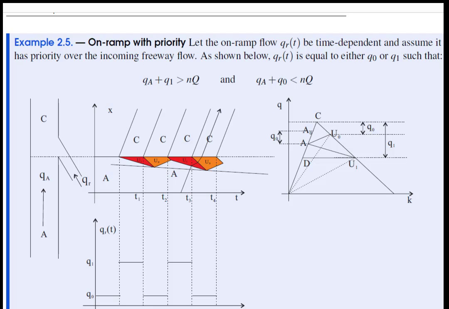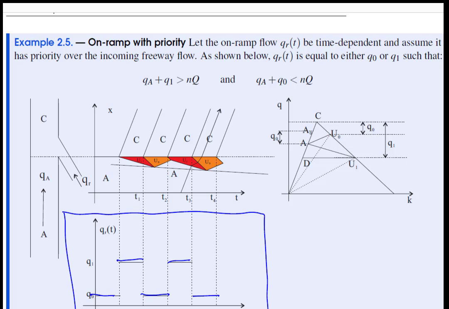In this example, we're going to assume that the priority is given to the on-ramp, just to be able to see how these work. Okay, and it's very unrealistic, I know, but it's going to help visualize things on the on-ramp. All right, so we have our freeway right here and the on-ramp. The flow of the on-ramp is QR, as usual, state A for the freeway. All right, now this is going to be the flow pattern or the demand pattern for the on-ramp. It's going to have two levels, Q0 or Q1.